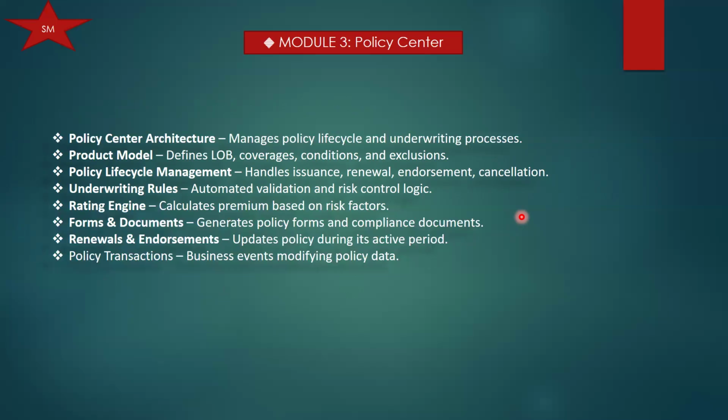What are the things we used to do: product module, define LOV, coverage, condition, exclusion, policy life cycle management. What we do is handle issuance, renewal, endorsement, cancellation, underwriting rule, automated validation, and risk control logic. Rating engine calculates the premium based on the risk, and forms documentation generates the policy form and compliance document, and the renewal endorsement updates the policy during the active period. Policy transaction is a business event modifying the policy data.